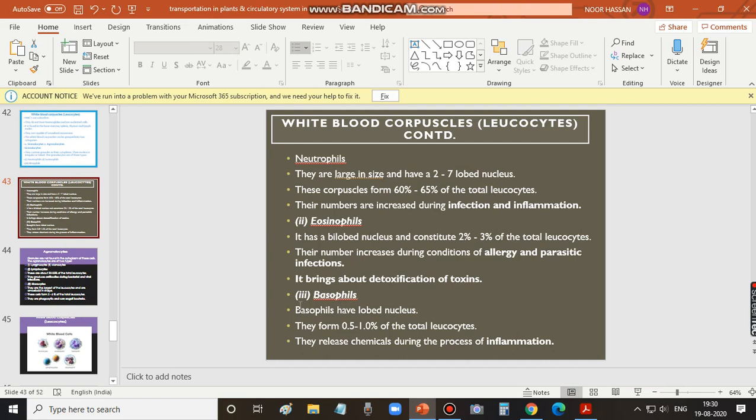And basophils are also one of the leukocytes, and they have a lobed nucleus and form 0.5 to 1.0 percent of the total leukocytes. So more neutrophils are present, fewer eosinophils, and basophils are very few, only 0.5 to 1 percent of the total leukocytes. They release chemicals during the process of inflammation. So this is all about neutrophils, eosinophils, and basophils, and all these types of leukocytes come under granulocytes.